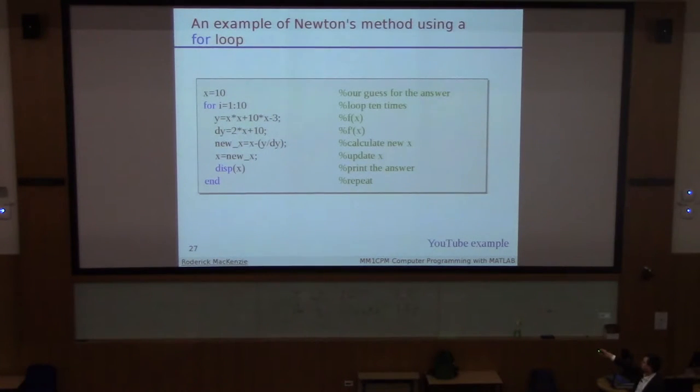And then this is the Newton equation. So we go new x, so the new x is x minus y over dy. And then the final line sets the old x equal to new x. And then when we go back around the top, we've got in x, basically our better guess. So every time we go round this, we're going to increase or improve our guess of x for the equation.